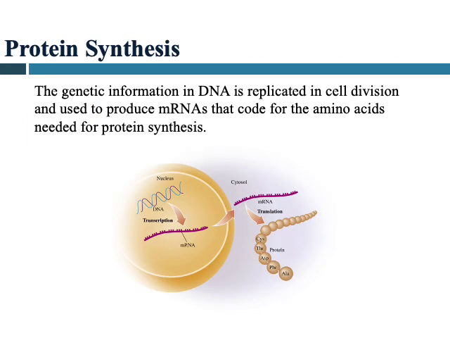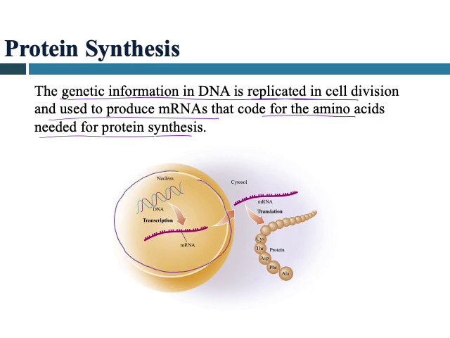So this is an overview of protein synthesis. The genetic information in DNA is replicated in the cell and used to produce mRNA, which codes for the amino acids needed for protein synthesis. This is just an overview. Like I told you, this is the nucleus, and within the nucleus you have DNA. Once you do transcription, the DNA information is converted into an mRNA sequence. So it has all the information that DNA wants to deliver outside the nucleus, so the cells can use this information to carry out their function.